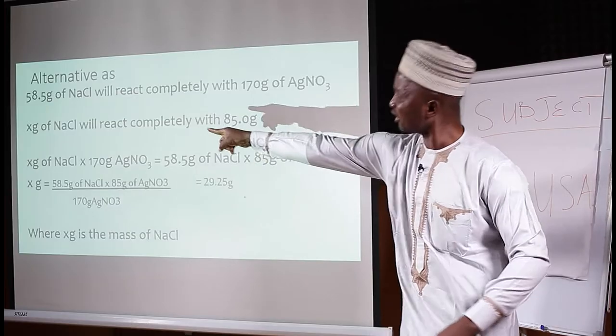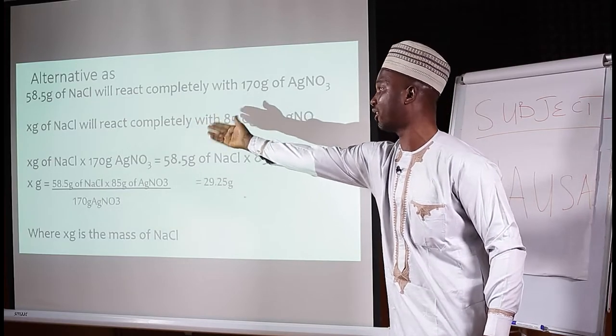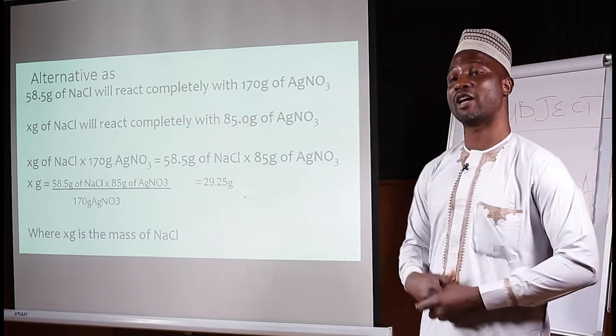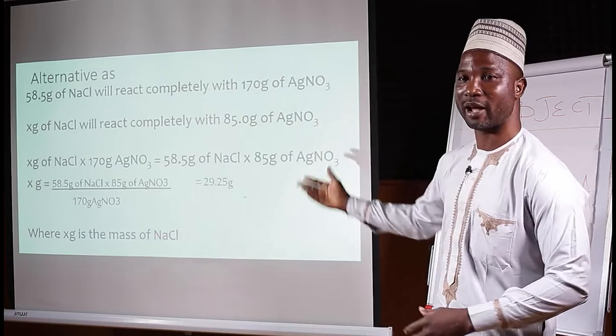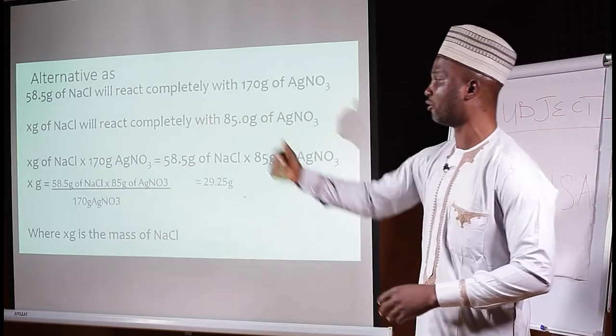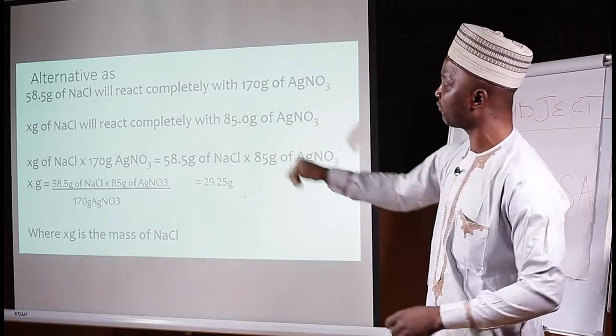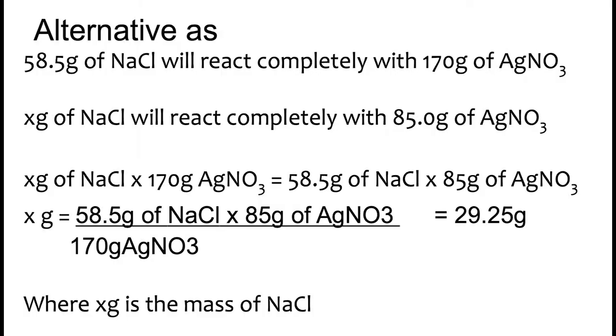Then you ask, what mass, which is X grams of sodium chloride, will react completely with 85.0 grams of sodium trioxonitrate(V)? The rest is arithmetic or mathematics. You make X the subject of the formula, and you have X grams equals 58.5 grams of sodium chloride times 85 grams of sodium trioxonitrate(V) all over 170 grams of silver trioxonitrate(V).